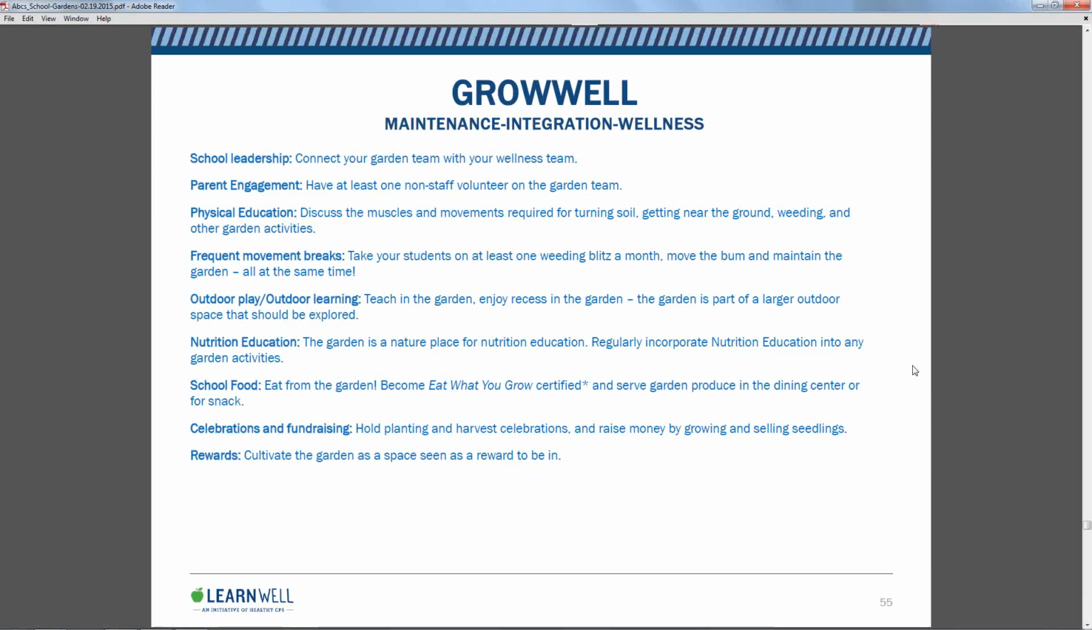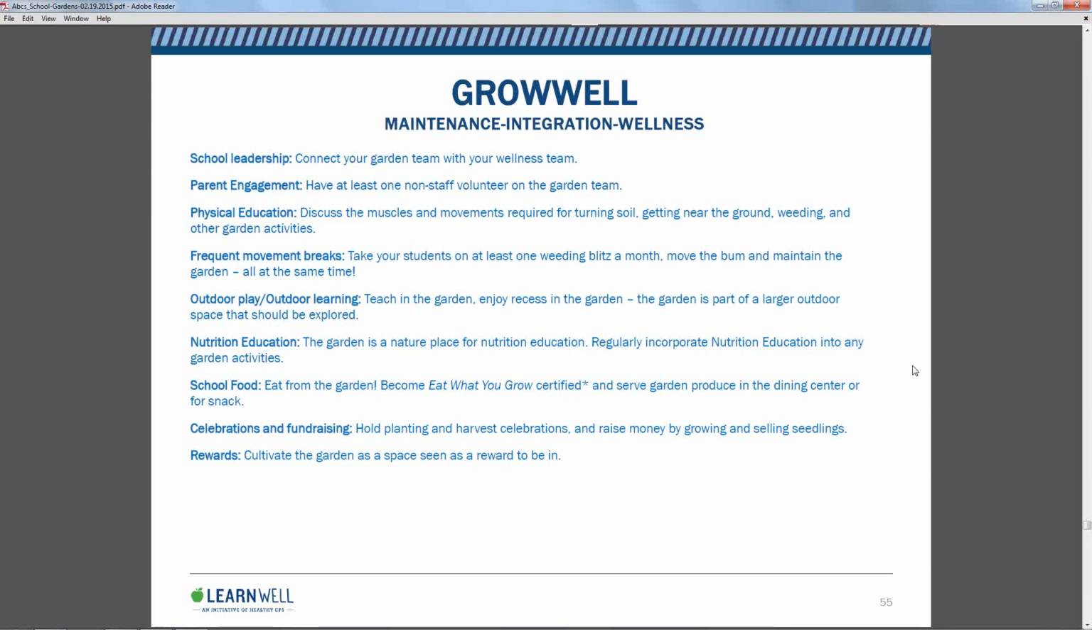We recommend that all schools have a wellness team, and that wellness team cross-pollinate with the garden team. If the two teams aren't the same, members from the wellness team should also sit on the garden team. You should have one non-staff member on the garden team to support parent engagement. You should be doing PE lessons around the garden, talking to your students about body smart gardening, using sunscreen, how to bend properly, and how to lift properly for digging in the garden and for doing that work.